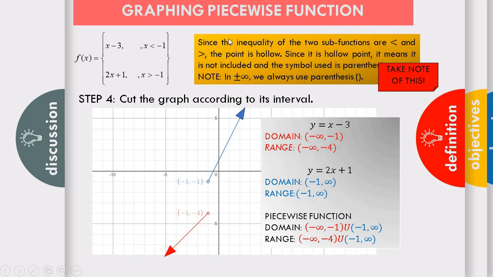So take note of this. Since the inequalities of the two subfunctions are less than and greater than, we can see in the interval the point is hollow. Okay? So in the guideline a while ago, since it is a hollow point, it means that it is not included. And the symbol used is parenthesis. Okay? So we can see that the intervals are just less than or greater than, so we will be using parenthesis. In positive or negative infinity, we always use parenthesis. Okay, so that is number 1.